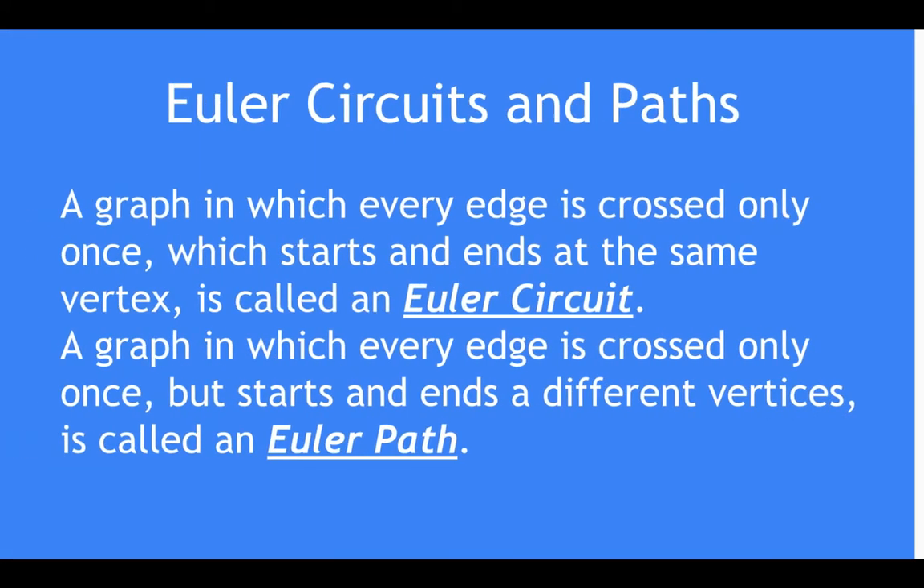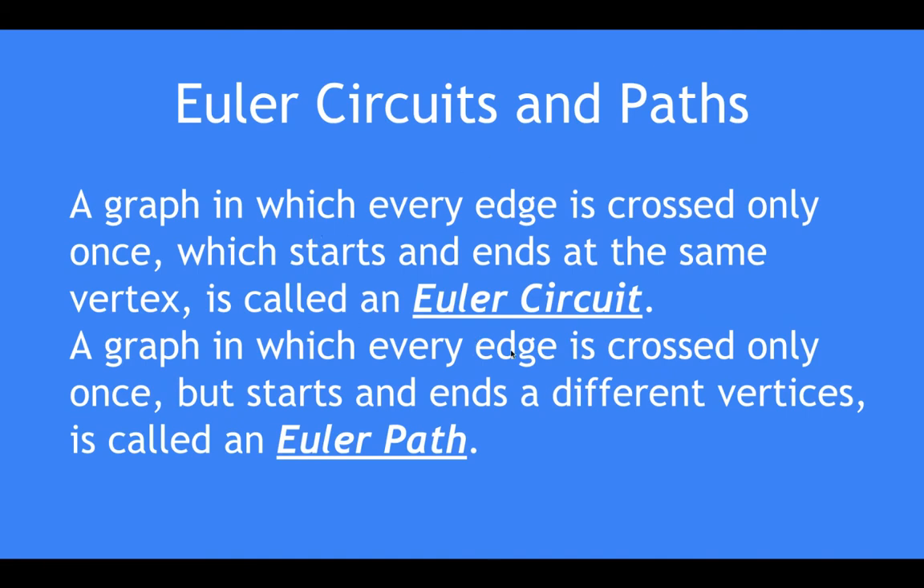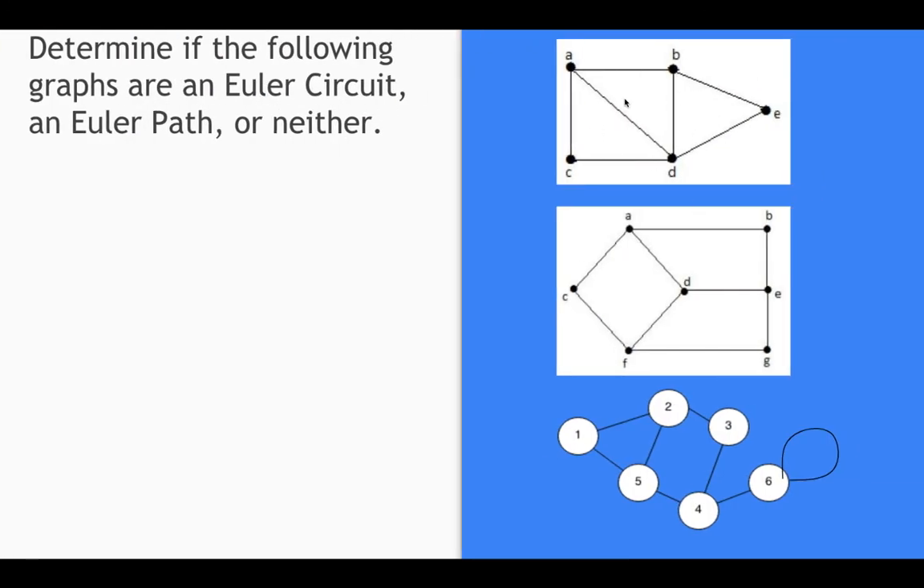So what's that called? A graph in which every edge is crossed only once, but starts and ends at different vertices is called an Euler path. So this first graph is an Euler path. All right, this next one: A, C, F, D, A, B, E, G, F. Well, we almost touched every edge. We left this DE edge out. So we're not going to explore that further. Let's just say, for all intents and purposes this time, it is impossible.